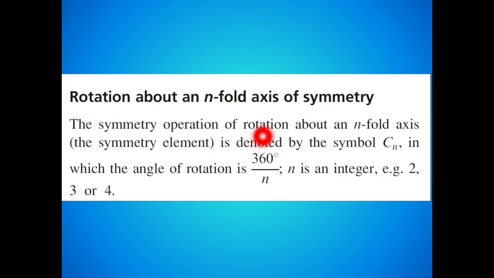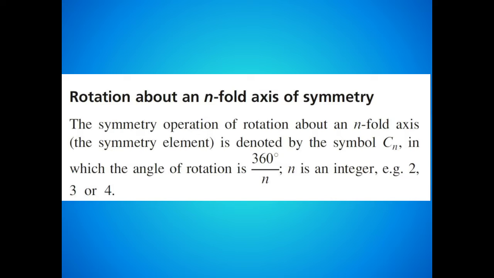The symmetry operation of rotation about an n-fold axis is denoted by the symbol Cn, in which the angle of rotation is 360 by n, where n is an integer, for example 2, 3 or 4. Now what does this mean? For any molecule, when you pass an axis and rotate, n stands for the number of times that you rotate the molecule to get the same configuration as it was in the previous molecule.